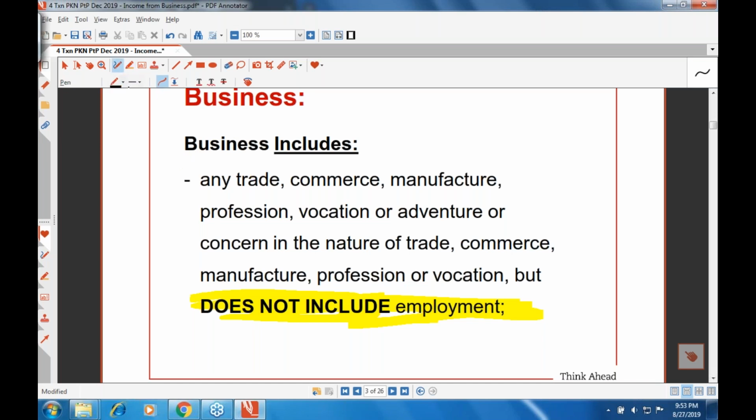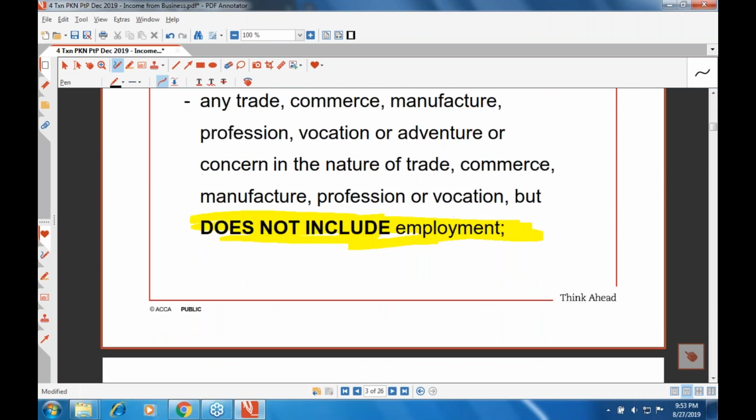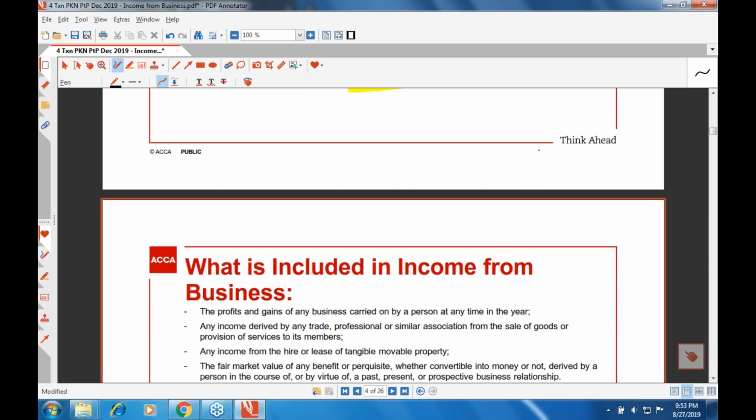So whether you are operating as a trading business, a manufacturing business, or a service business, all of that is going to be considered as the word business. So business means trade, commerce, etc. Now let's move a bit forward.